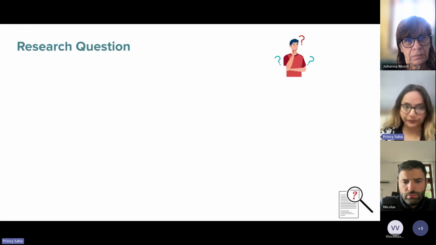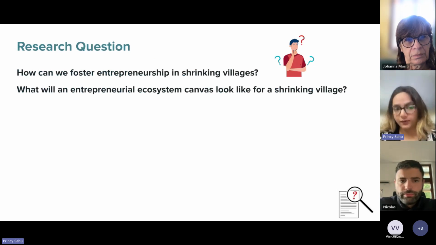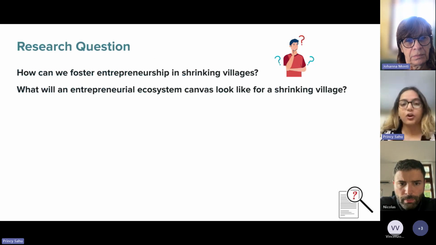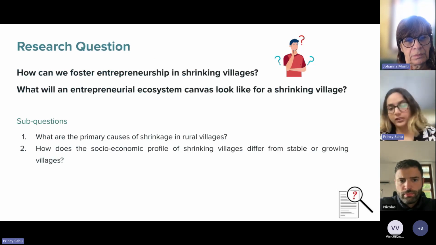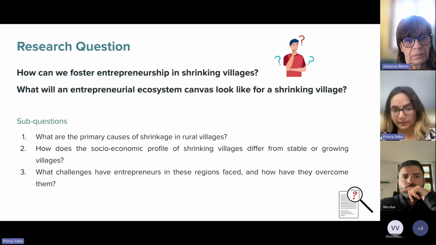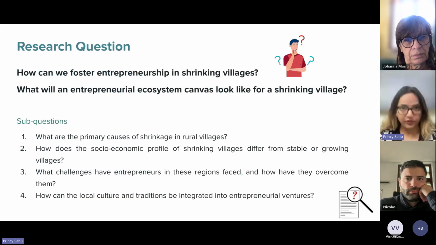results and the conclusions. So the main research question of the whole project was how can we foster entrepreneurship in shrinking villages? What will entrepreneurial ecosystem canvas look like for a shrinking village, basically? And these are our sub questions like what are the causes of shrinkage in rural villages that we talked about? What kind of profile is needed for stable or growing villages? And what challenges do entrepreneurs face in these areas? Also about the local culture and traditions.